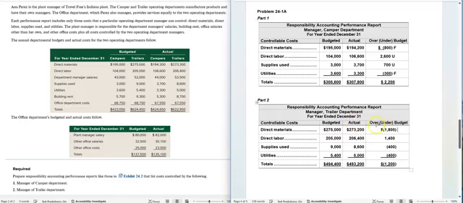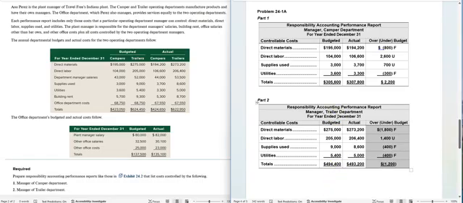Materials, we were under budget, favorable. Direct labor, over budget, unfavorable. Under budget for supplies and under budget for utilities. Okay, so now we have a great way to evaluate the performance of these two department managers, right? So this will direct Anna, the plant manager's, attention to things that the managers are doing well in their department and things they can work on.